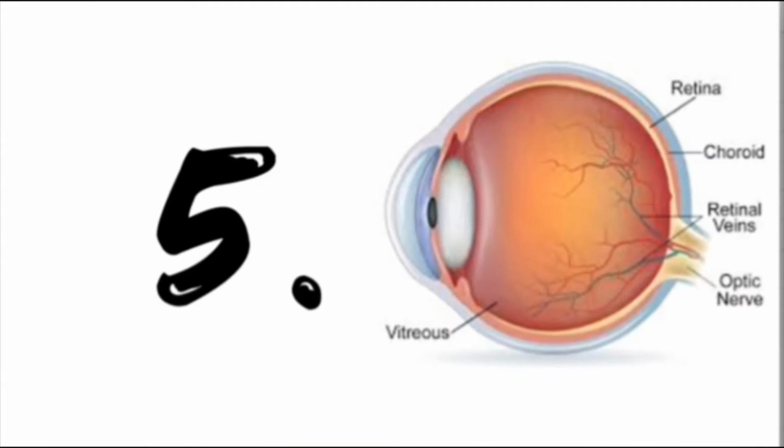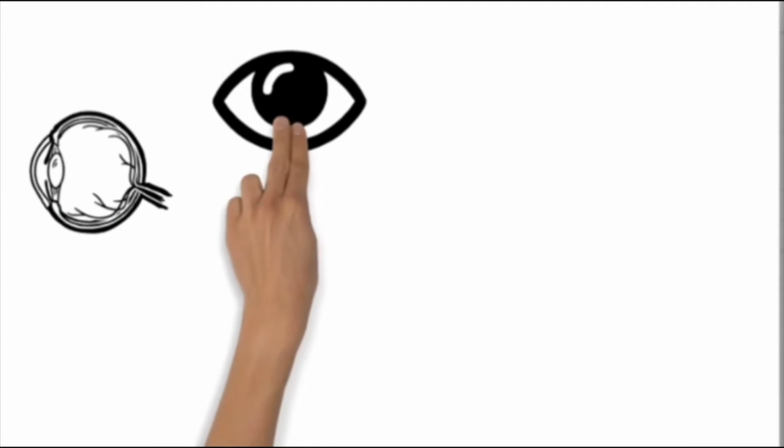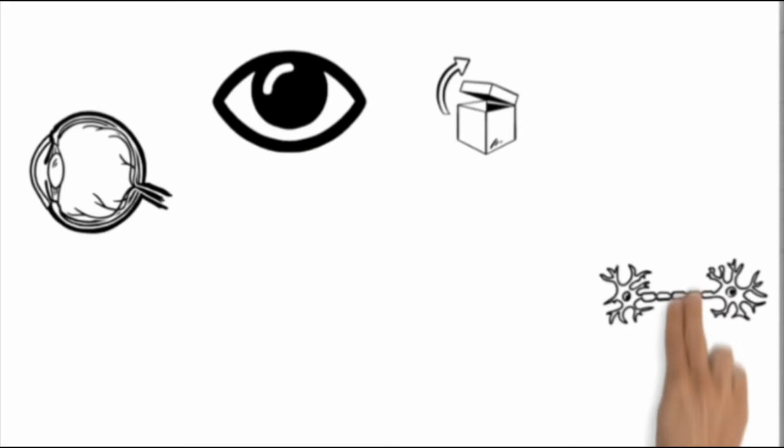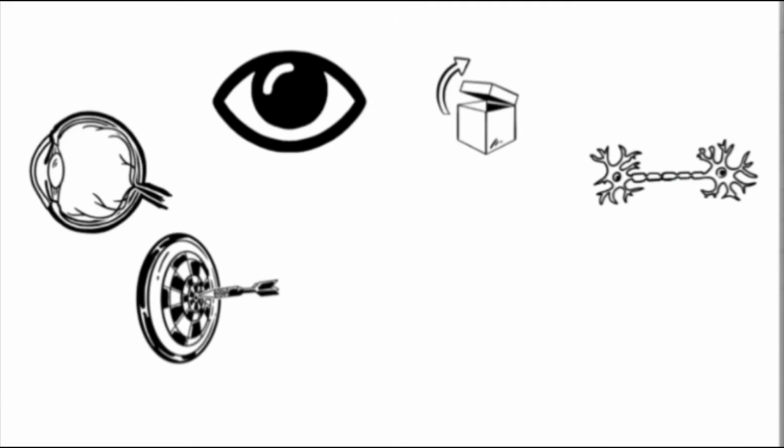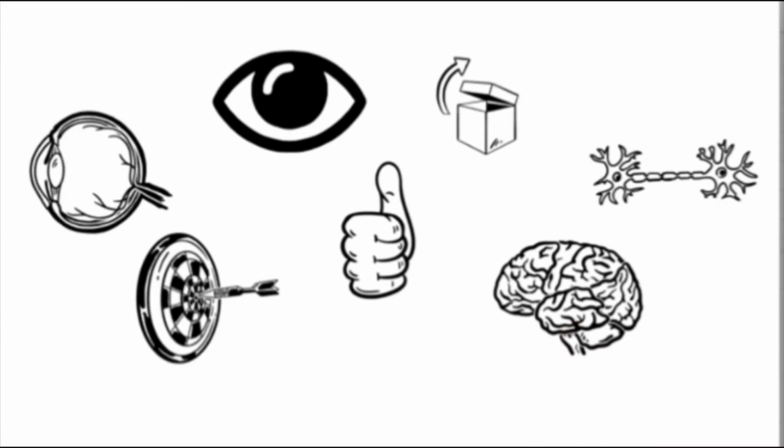Number 5, retina. The retina is a thin layer of tissue that lines the back of the eye on the inside. It is located near the optic nerve. The purpose of the retina is to receive light that the lens has focused, convert the light into neural signals, and send these signals onto the brain for visual recognition.